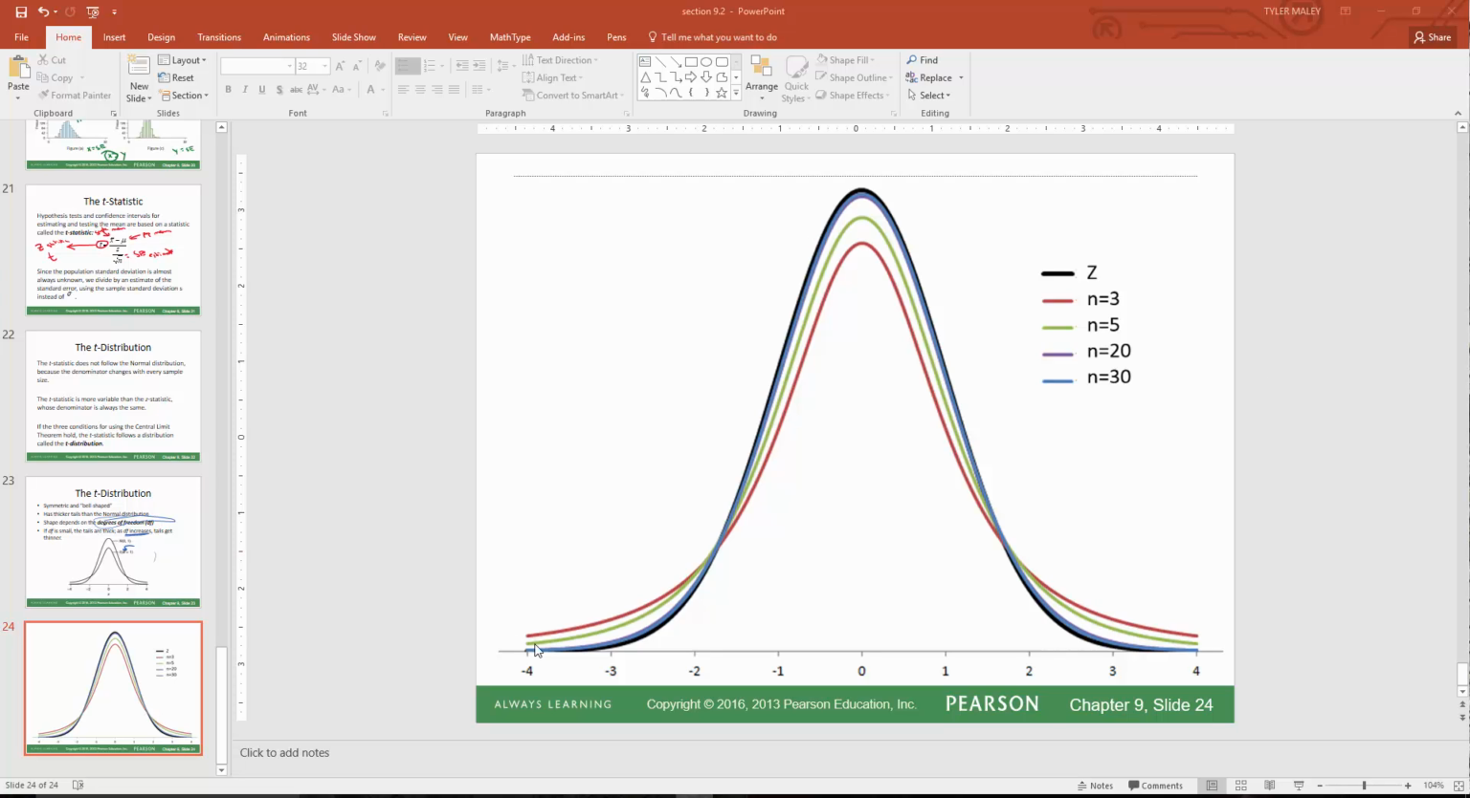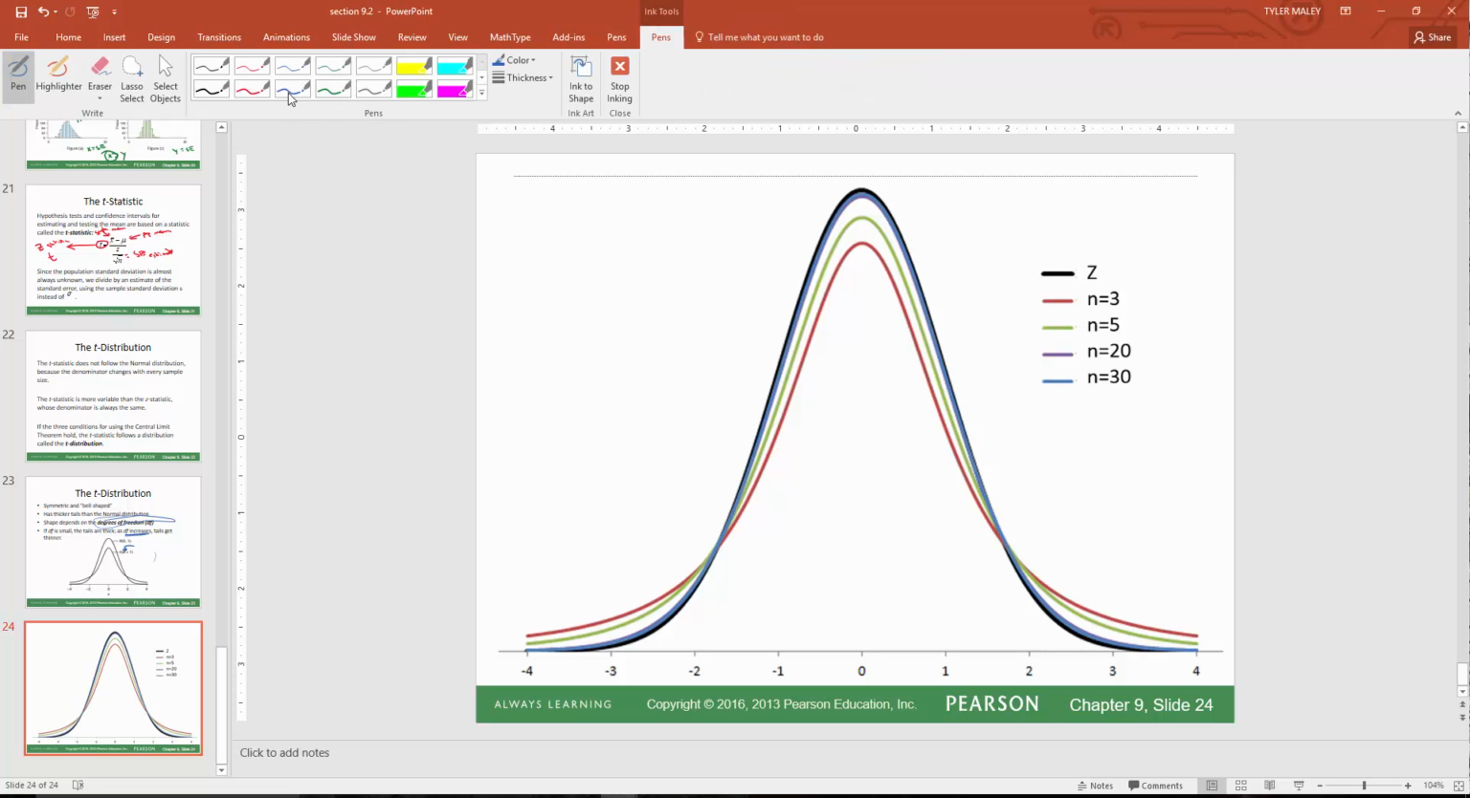All right, so here's a picture that I found on the web to help kind of put this home, right? So another thing to note is that degree of freedom is equal to n minus 1, right? Where n is my sample size. So as my sample size gets larger, my degrees of freedom gets larger, right? So the top line, this black line, that's my z curve, right? My normal distribution. And then we have n equals 3, 5, 20, and 30. So we can see what happens as we increase the sample size, which increases the degrees of freedom, right?